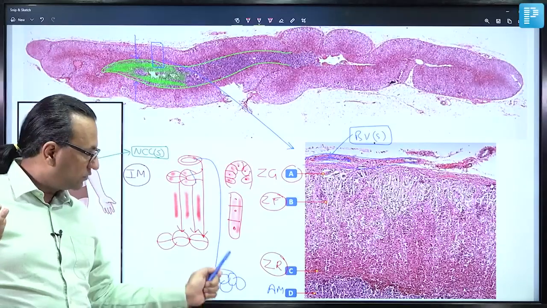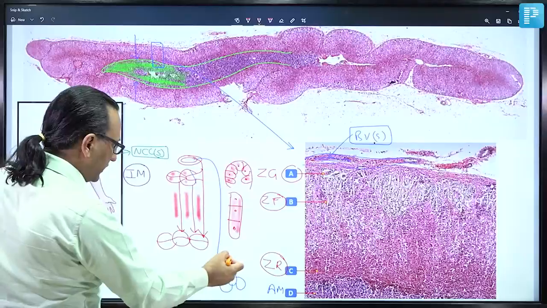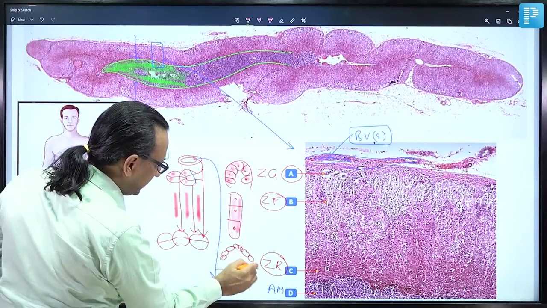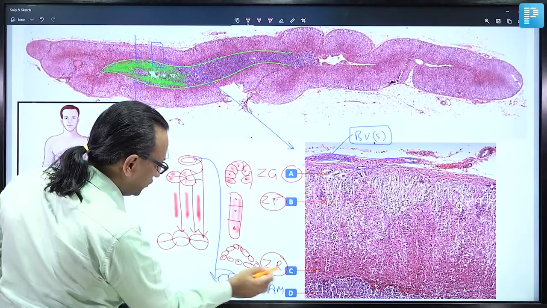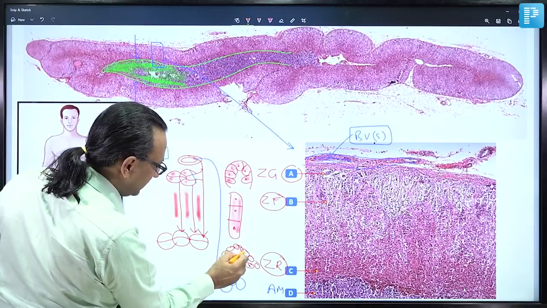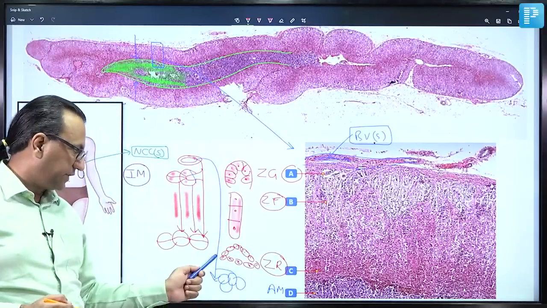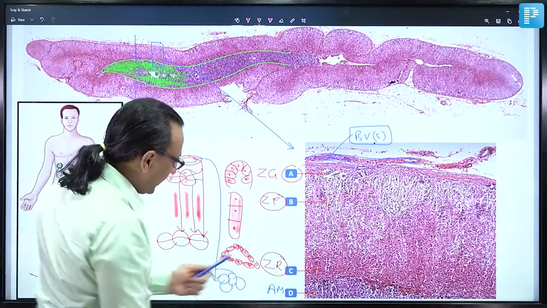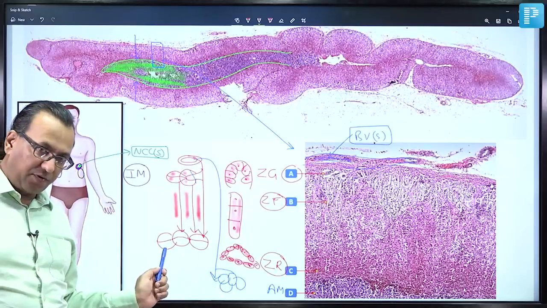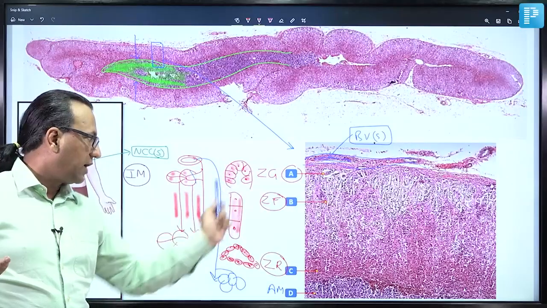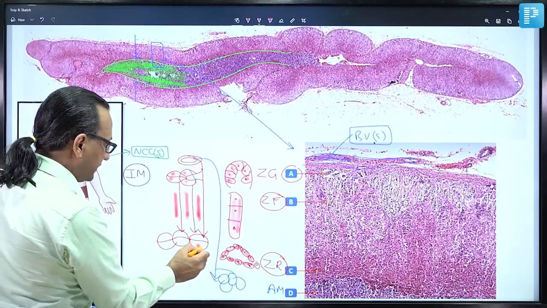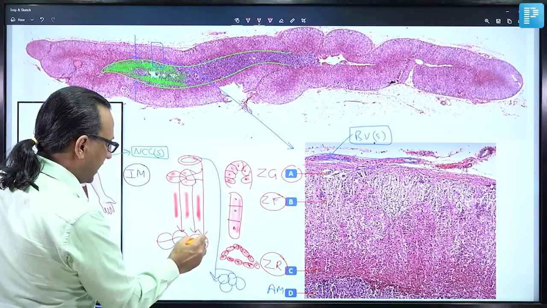But again, as you come to zona reticulata, you'll notice there are clusters of cells. This time, reticulum, as the name suggests, zona reticulata, there is a network of cells. So a different arrangement of cells can be seen. So the arrangement of cells and arrangement of blood vessels help us identify zona glomerulosa, zona fasciculata, and zona reticulata, as will be evident in the next diagram as well.